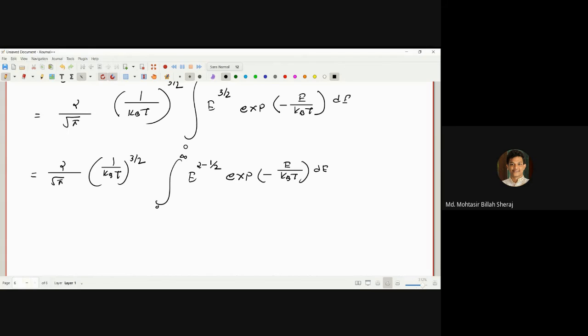So from here what we have is the definition of gamma z, integral from 0 to infinity of t to the power z minus 1, e to the power minus t dt.